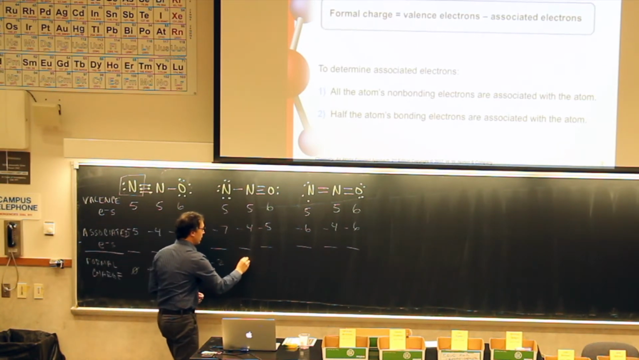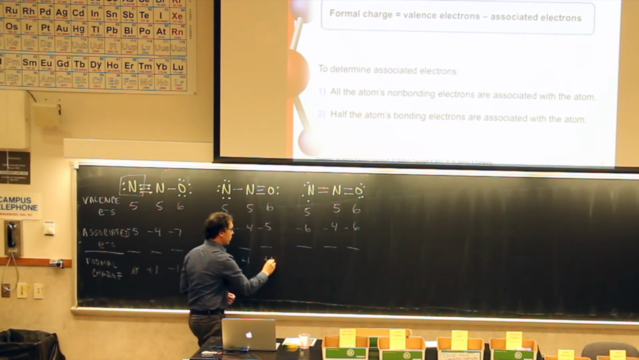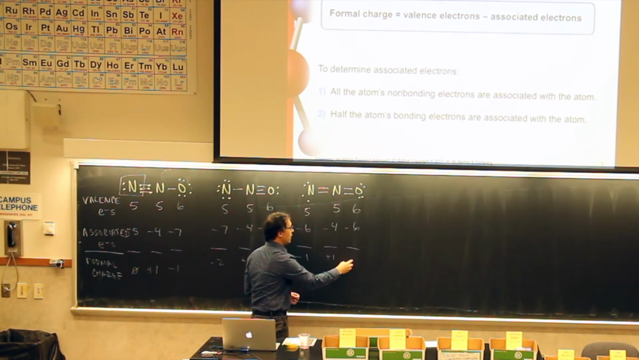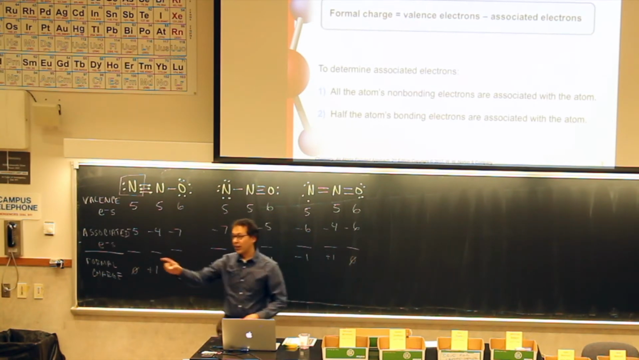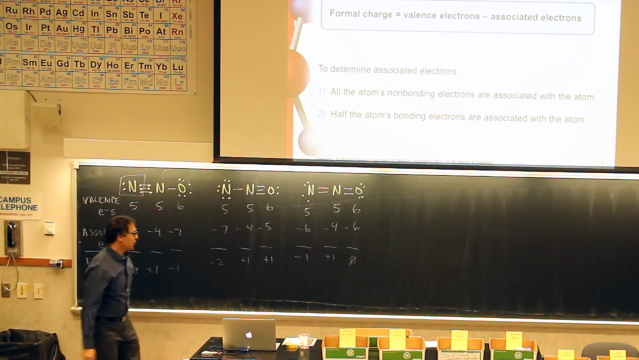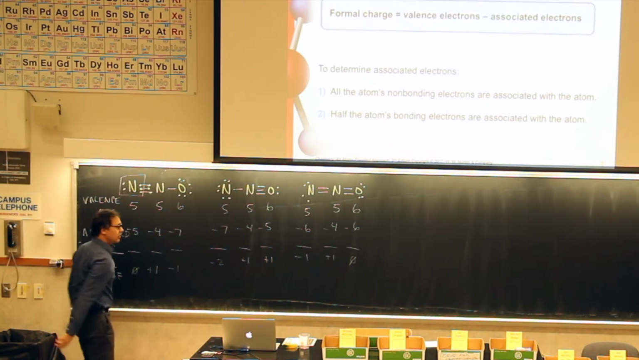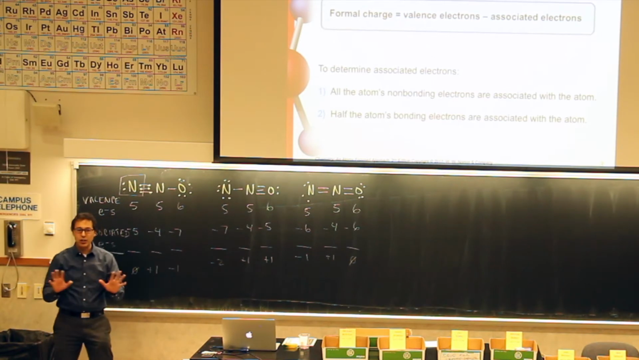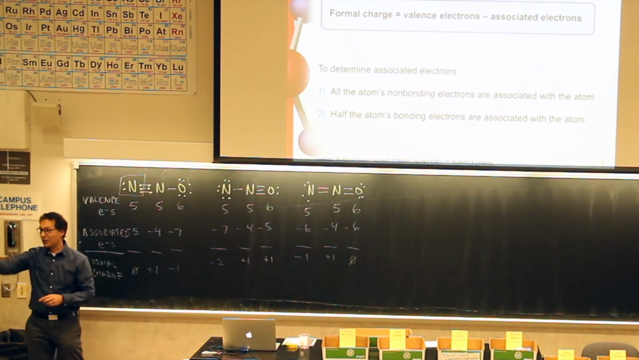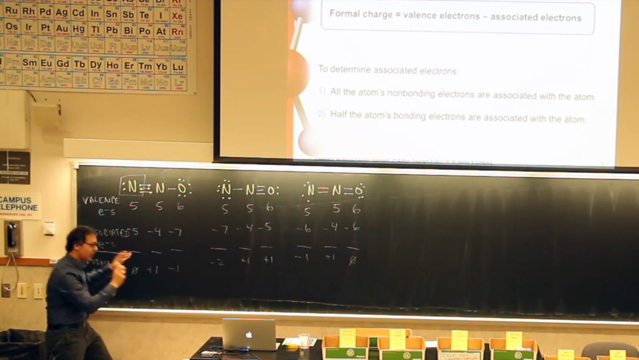-2, +1, +1, -1, +1, 0. All right. Thank you very much. So now we've determined formal charges. We've got formal charges for all of our atoms in these molecules. Now, any questions up to this point? Any questions? No? All right, so now we've got formal charges.